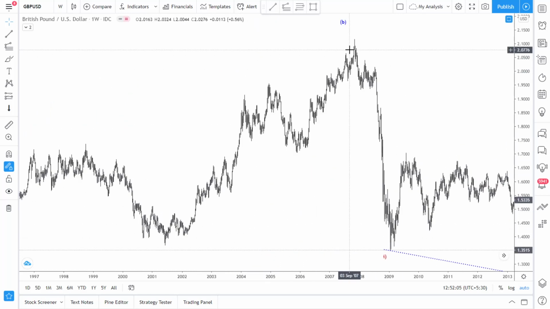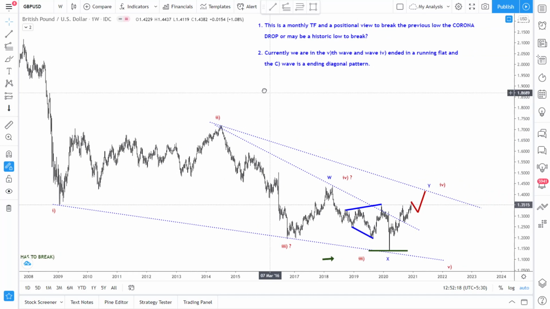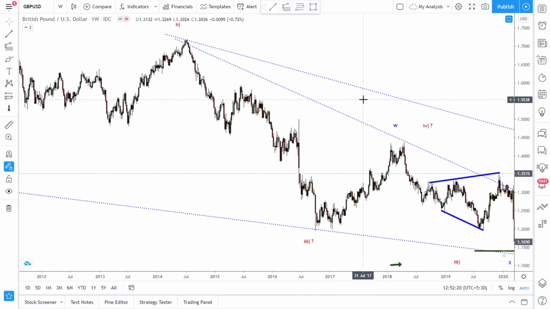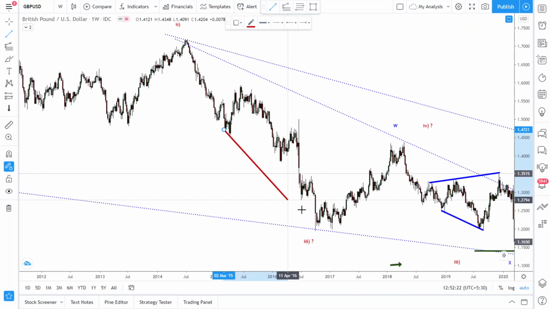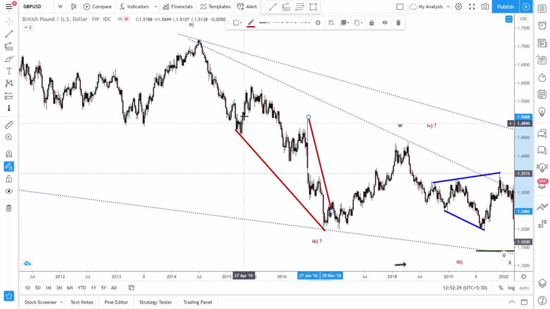So I make it, this is not a three-wave structure. Try to understand this. This is not a three-wave structure. This is wave 1 and here is the correction, wave 2, in the three-wave structure, and here it's a wedge formation. In the wedge formation, this is wave 1 and wave 2 is a running flat. Wave 3, 4 and 5 is completed.